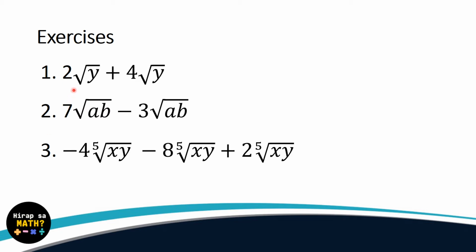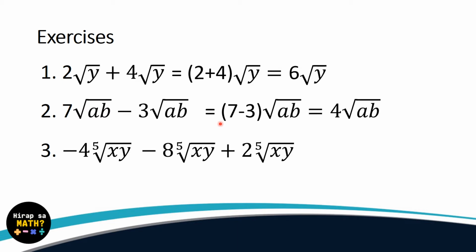2 square root of y plus 4 square root of y, napakadali, like radicals sila. So, add lang natin yung number before. That's 2 plus 4 or 6 square root of y. Kopyahin lang. Dali lang, di ba? Next, 7 square root of ab minus 3 square root of ab. Like radicals naman to. So, 7 minus 3 lang tayo. That's 4 square root of ab.